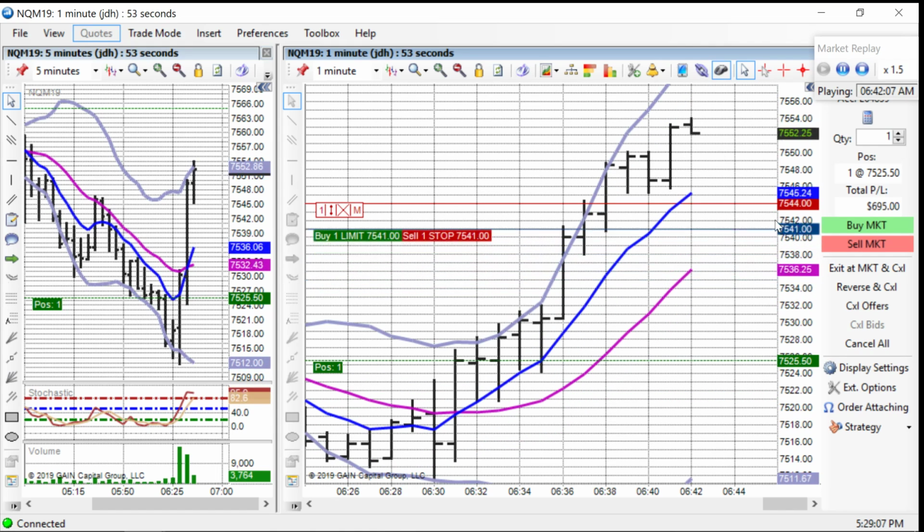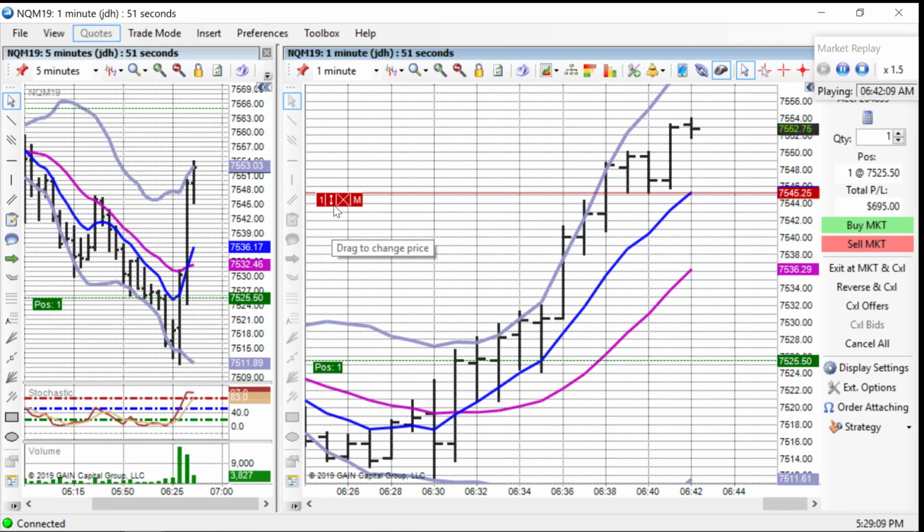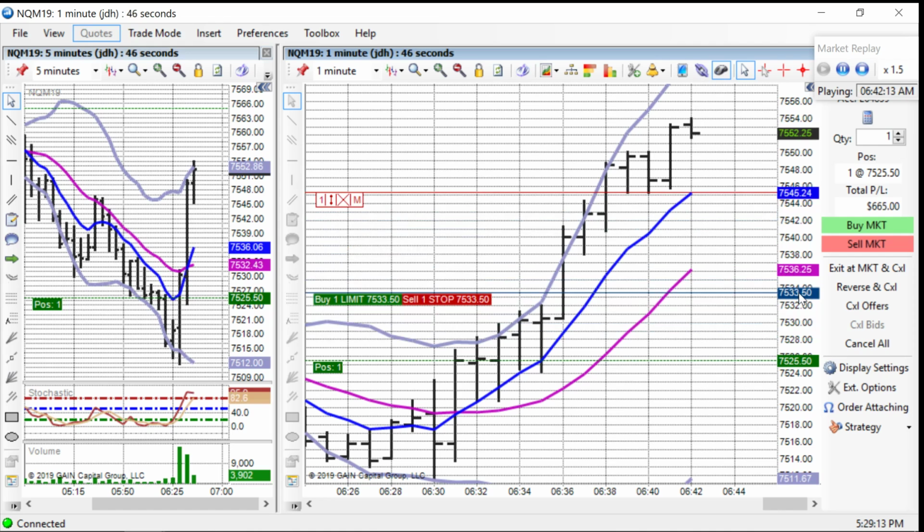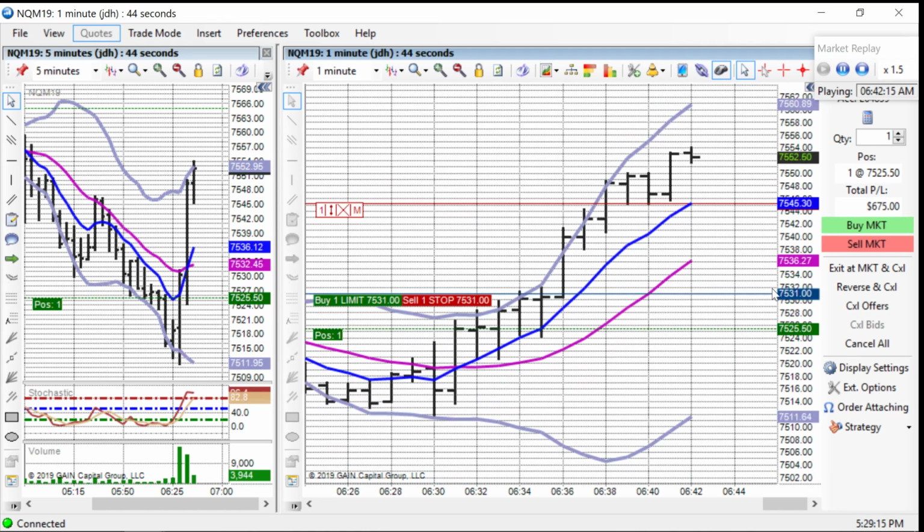And so I'll move it up below the low of the previous bar. If you want to return it to normal, just double click it again and that'll take it back into auto scale.